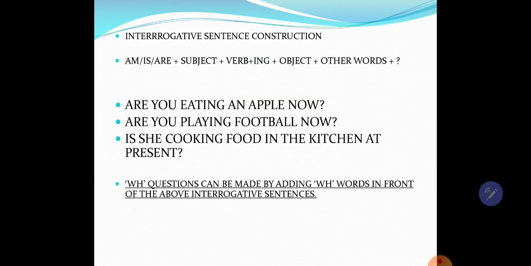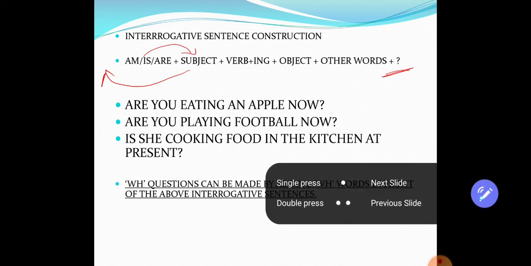Now, making the interrogative sentence, just a shift of a word or a verb, and the sentence will be changed to interrogative. Am, is, are, then subject. Earlier, what used to happen? Subject used to be here, and am, is, are used to be here. But here we change the places to make an interrogative sentence. Are you eating an apple now? Are you playing football now? Is she cooking food in the kitchen at present? Okay. Now these are all inversion questions.